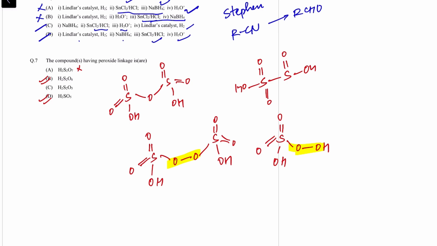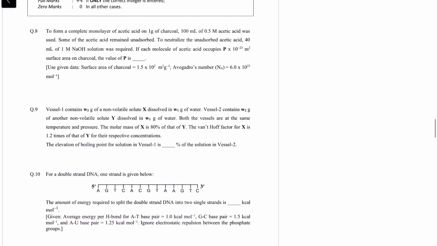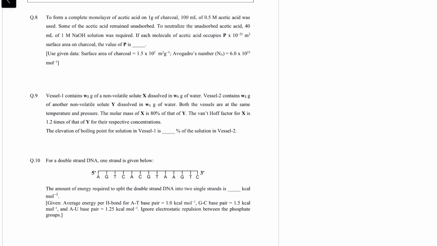Moving to the next section, which is section 3, questions from physical chemistry initially. This question was easy, in fact, question number 8. To form a complete monolayer of acetic acid on 1 gram of charcoal, 100 ml of 0.5 molar acetic acid was used. Now at this stage, guys, I would recommend that you pause this video, solve the question yourself, and then cross-check your answer. All right. So I'll straight away start with the solution.